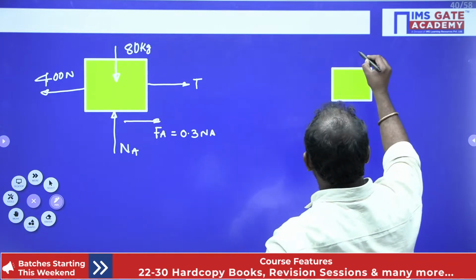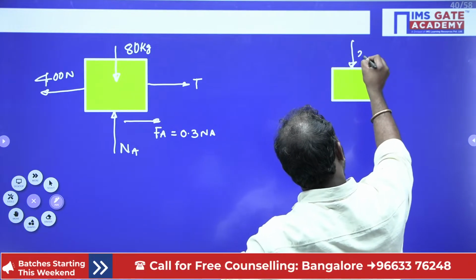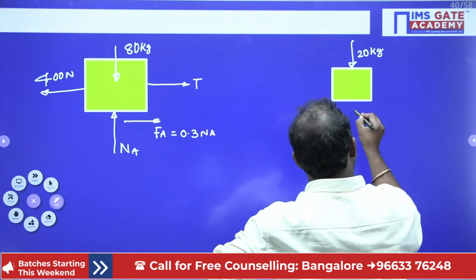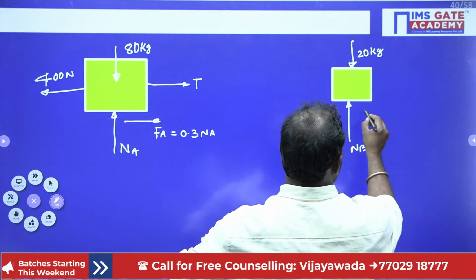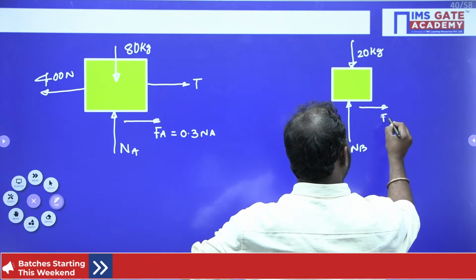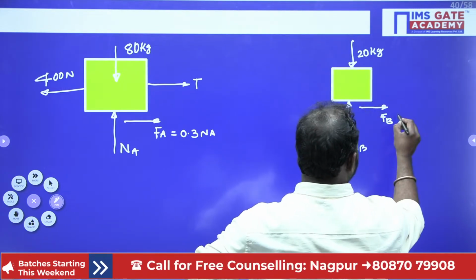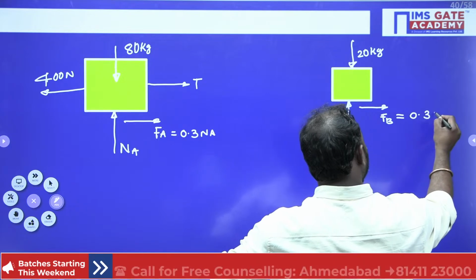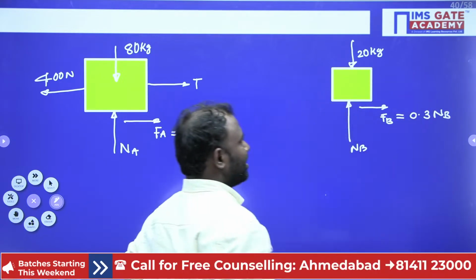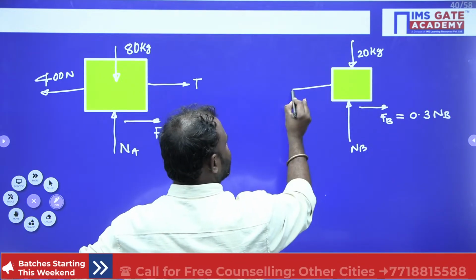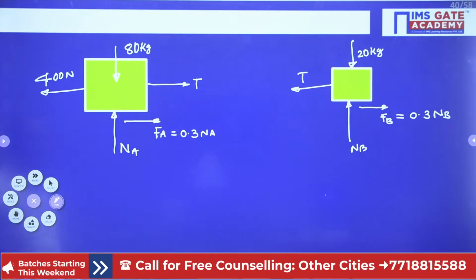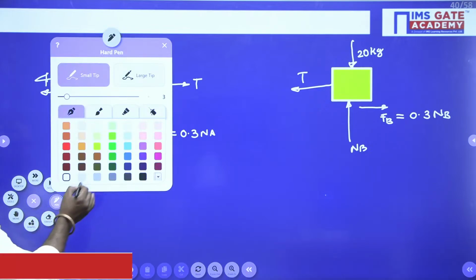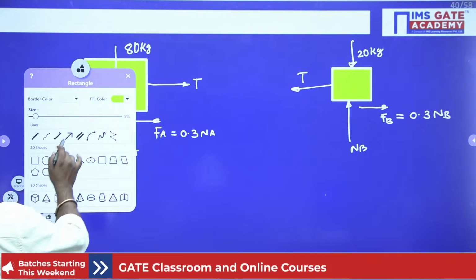Now my 20 kg acting downward, right? Now here my NB acting like this. My friction force FB acting like this, because direction of motion is in this direction. So this is also 0.3 NB, right? Now here tension is going to act over here, right guys? Clear everybody?